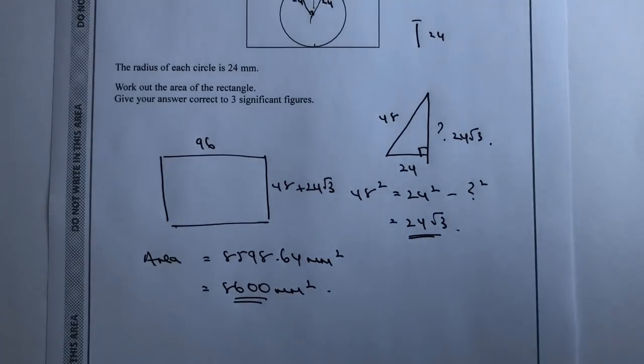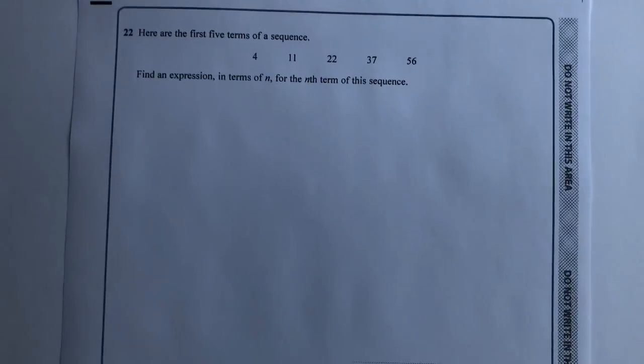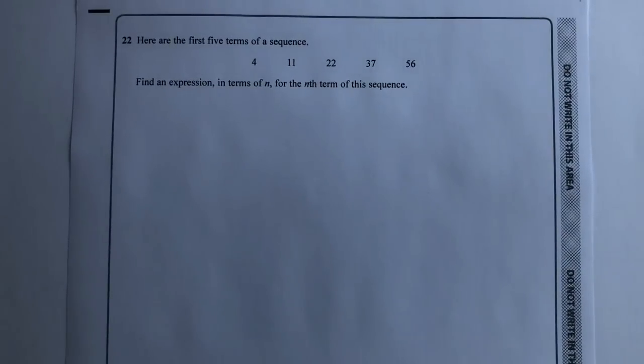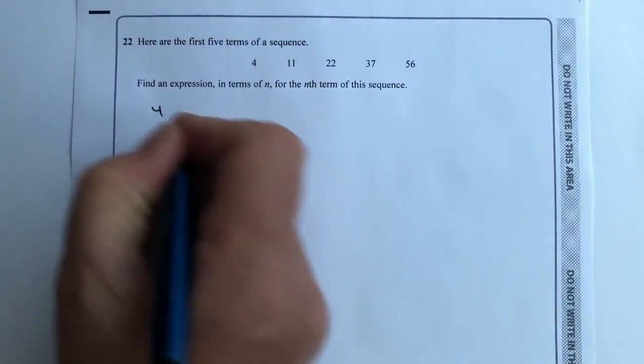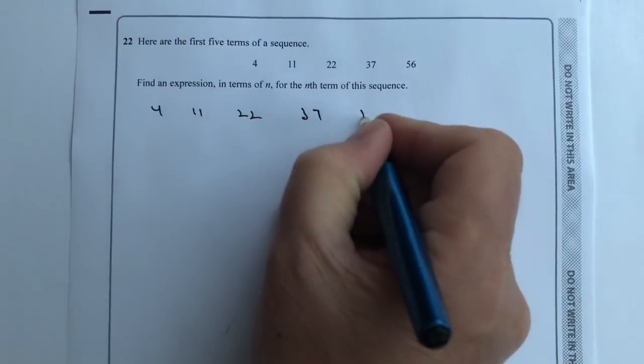Let's move on then to question number 22. In question number 22, we have a quadratic sequence. There are a couple of different methods of doing this. I tend to just do it in a particular way, and again, if you have a look at the channel, you'll be able to find the playlist on quadratic sequences. But basically we've got this 4, 11, 22, 37, 56.